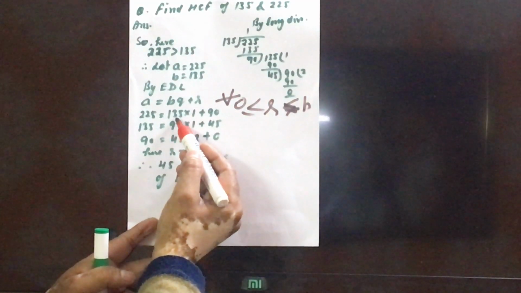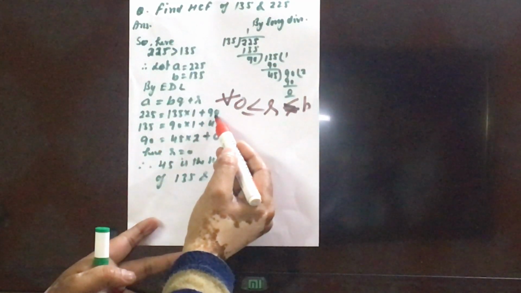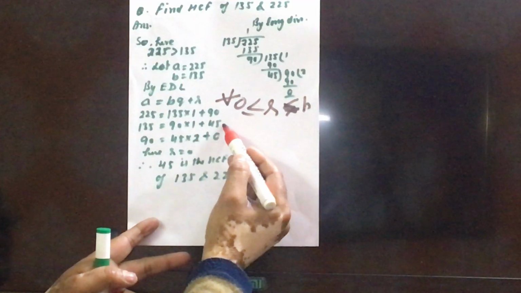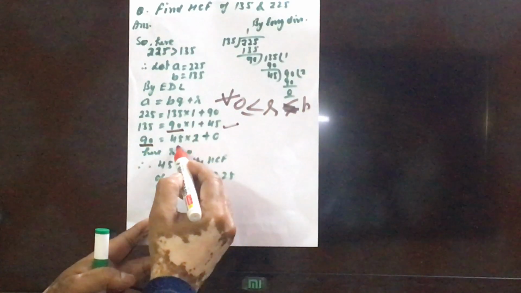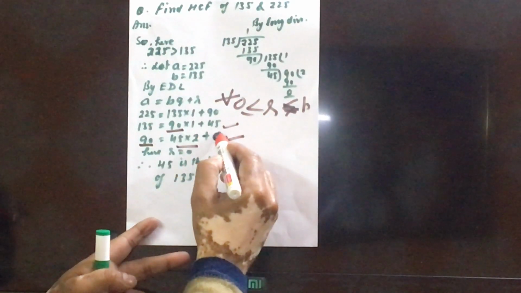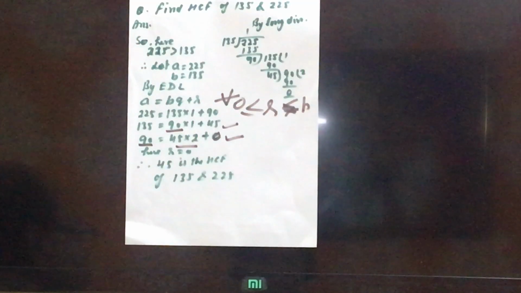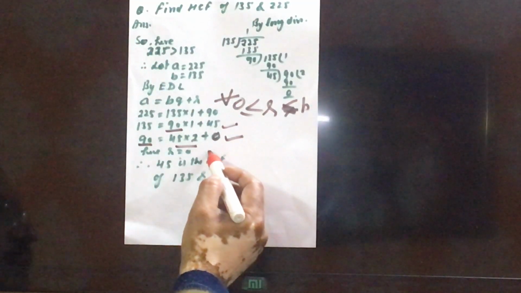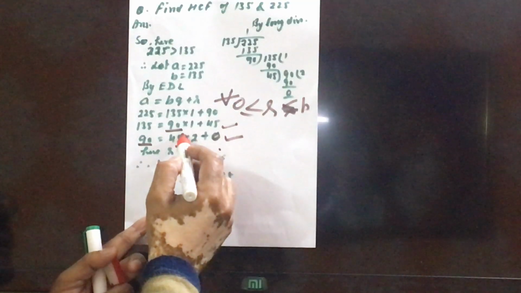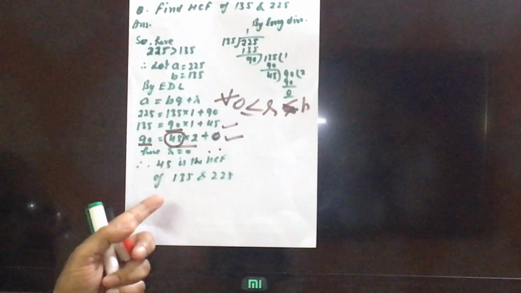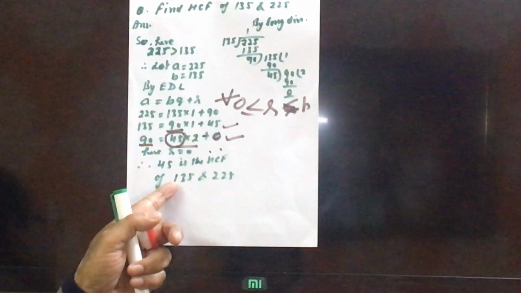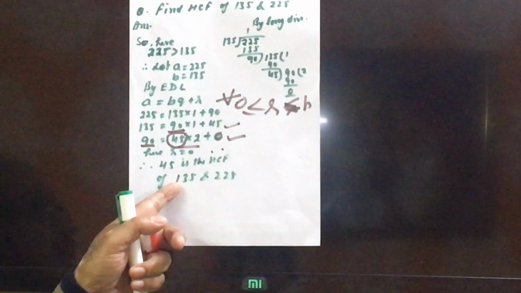Now we will divide the divisor 135 by this remainder 90, so it will go one time and we will get the remainder 45. Now we will divide 90 by 45, it will go two times and we will get the remainder 0. This process we will continue till we are getting the remainder 0, and whenever we are getting the remainder 0, that time the divisor will be the HCF. So in this case the divisor is 45, so HCF of two numbers 225 and 135 will be 45. Now let us see some other problems.